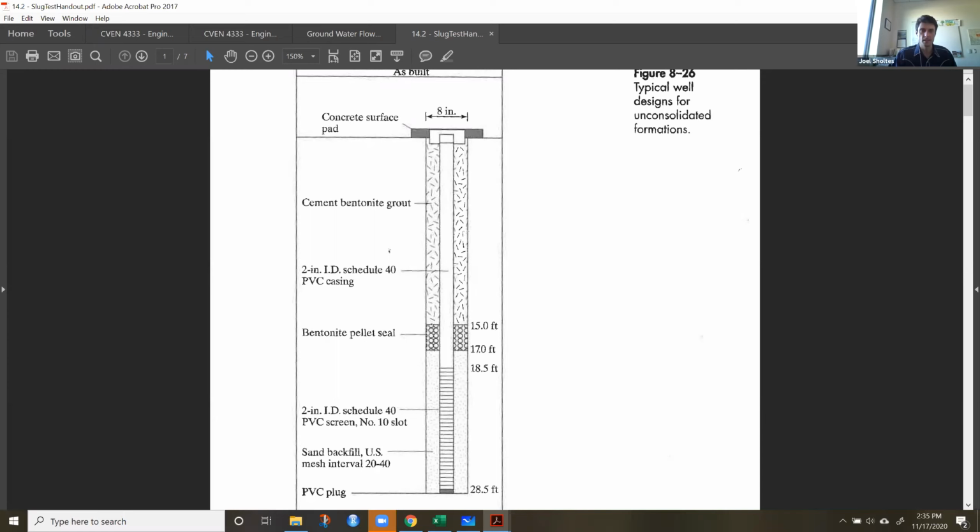Then there is another seal. In this case, a bentonite grout is put in here, and this is like cement and bentonite for maybe 4 to 5 feet up to the top. And that is your kind of more permanent seal around the well. Usually there's a concrete pad or riser or something like that, and then a cap or maybe the pump.